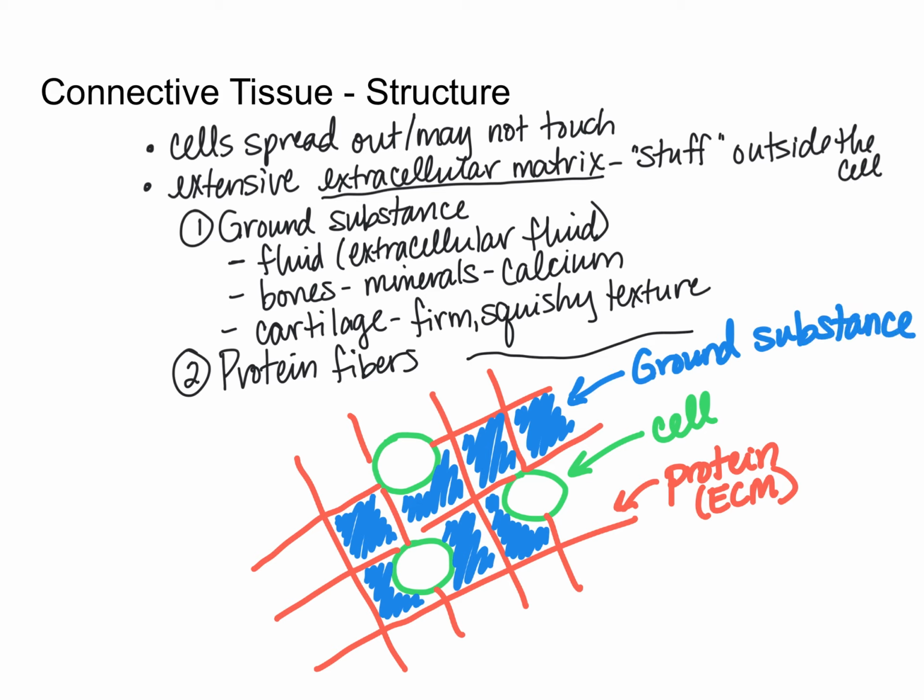So just notice how the cells are kind of spaced out, so they're not touching each other, which in the other types of tissues, they're usually touching each other or in close proximity, whereas oftentimes in connective tissue, they're not touching and they're kind of spread out. Now, there are exceptions to that rule because there are always exceptions to that rule, but that's kind of the general idea of how connective tissues are structured.